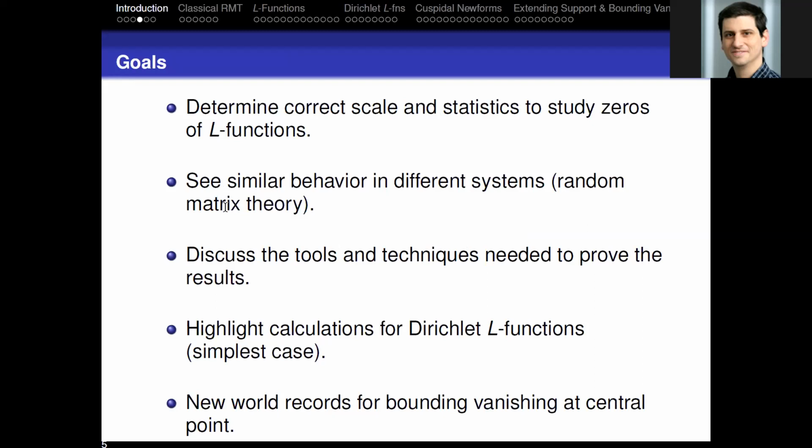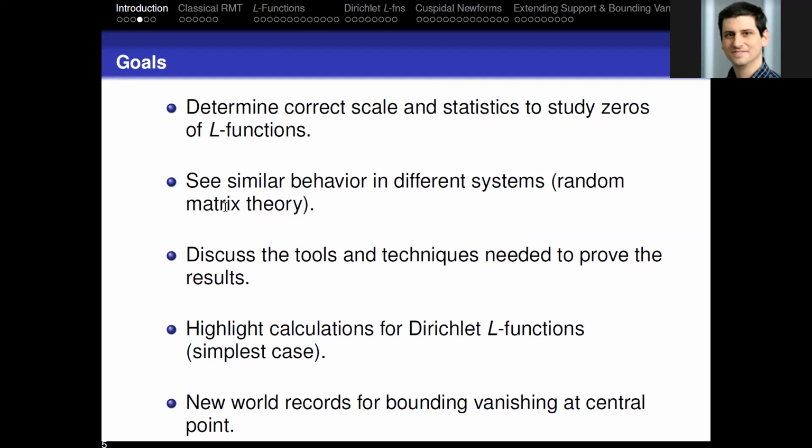The techniques in random matrix theory, which does a great job of modeling, are very different than the tools needed in number theory. And unfortunately, on the number theory side, we don't have the same power. We don't have the same averaging formulas as we do in random matrix theory, which is why the results are not quite as strong.